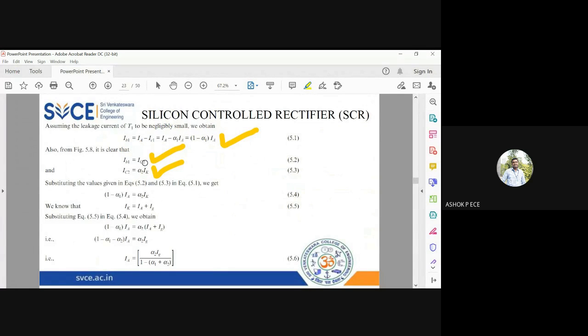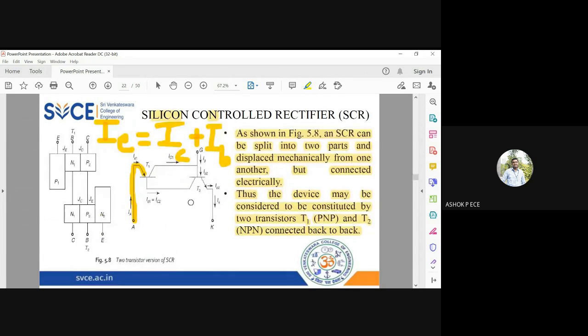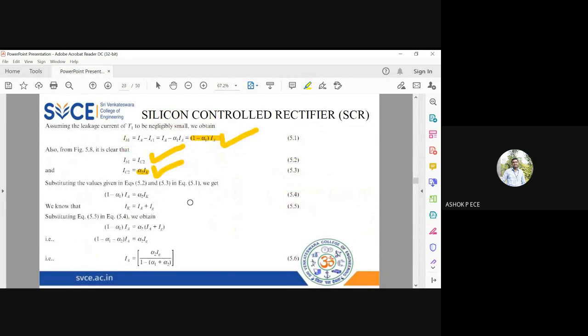IB1 equal to IC2. IC2 equal to alpha 2 into IK. So alpha 2 into IK equal to 1 minus alpha 1 into IA. So this term and this term will become the same. And you can see from this, in any SCR device, the cathode current equals anode current plus gate current. So this relation is valid for any SCR.